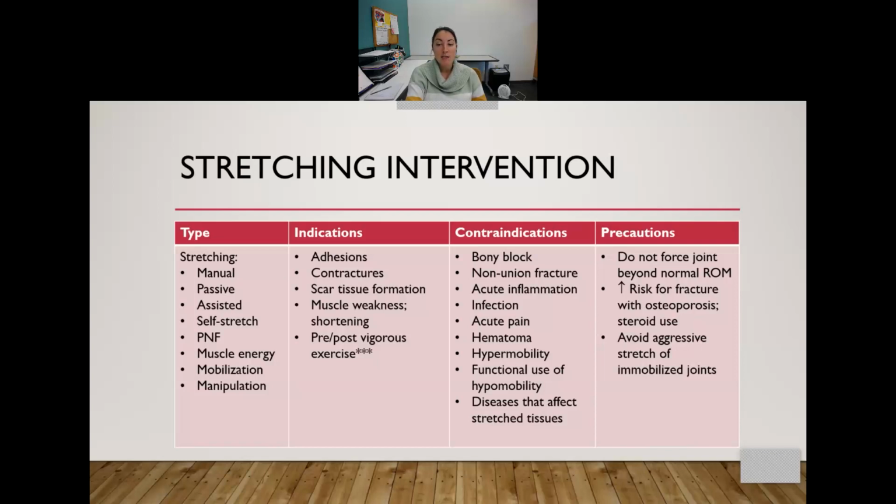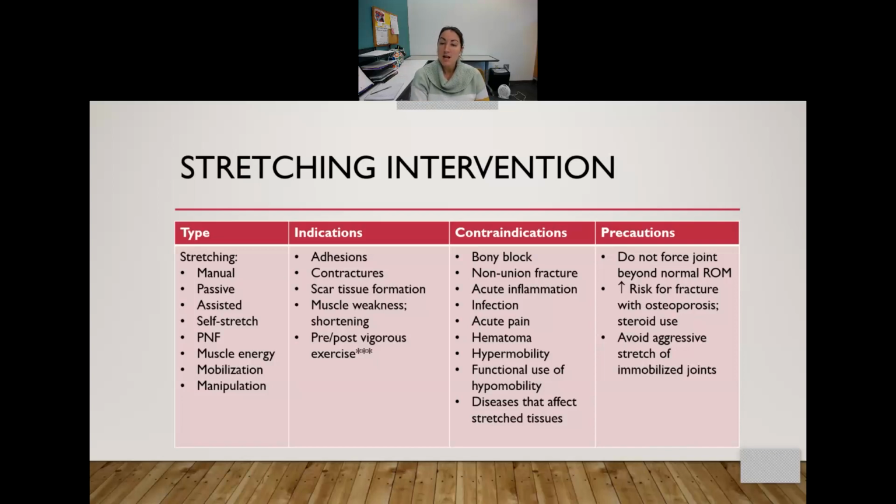Hypermobility: if they already have too much movement, you don't want to overstretch and cause more movement because that'll cause instability. Functional use of hypomobility, we talked about that. If it's more functional for them to be tight, let them be tight. And then diseases that affect stretched tissues. If they have some type of disease where overstretching causes their tissue to break down, or they don't have the ability to repair that, then you have to be very careful and avoid overstretching areas, or stretching at all, depending on the type of disease.